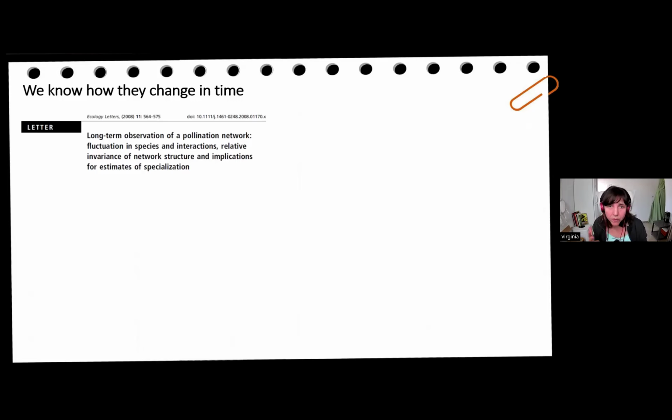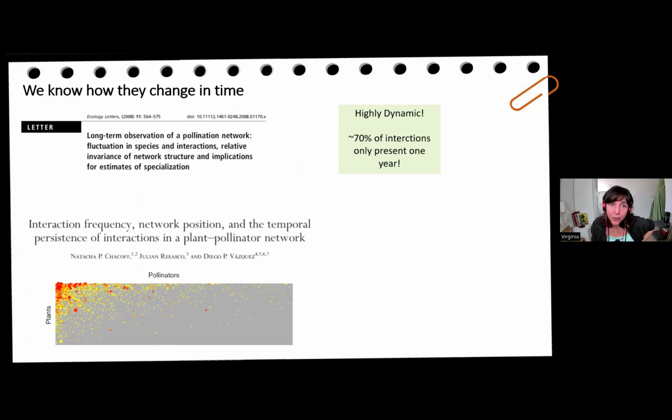And there is already a good body of literature characterizing these temporal plant pollinator networks. What is known so far from studies evaluating the annual turnover is that, in fact, the plant pollinator communities are extremely dynamic, with more than 70% of these interactions occurring only once. These intense changes also mean that the species identity is inherently variable within networks.